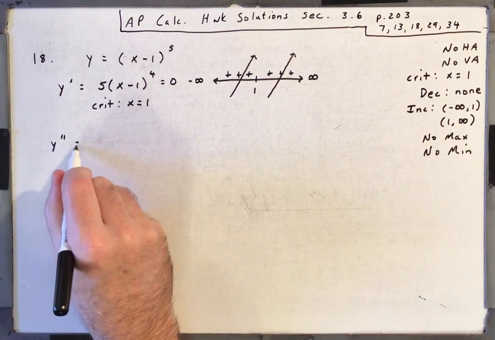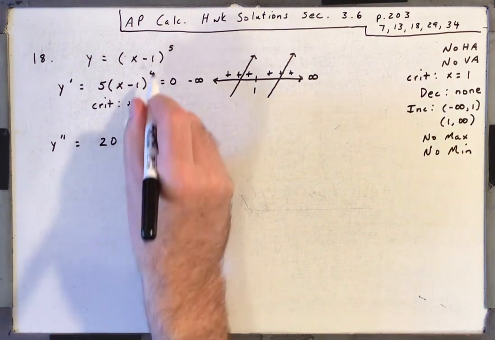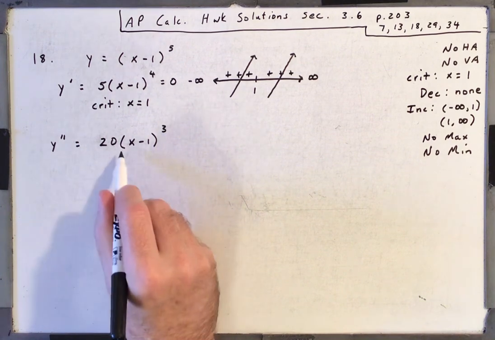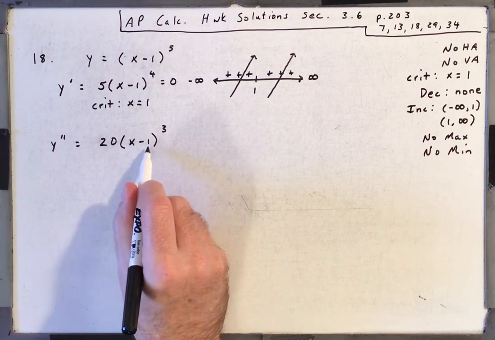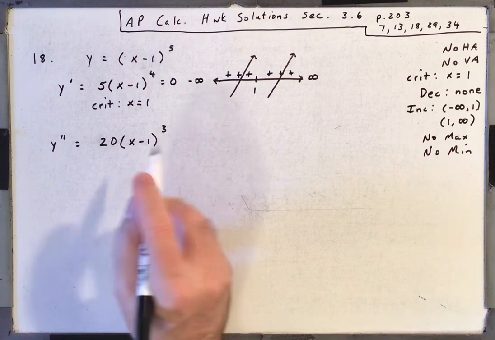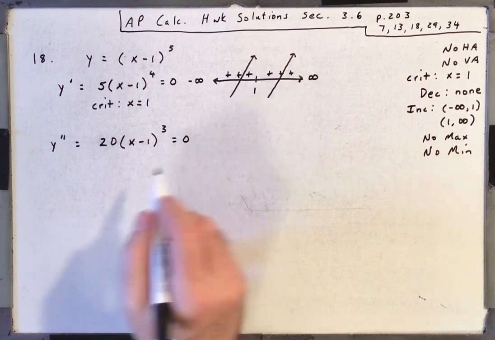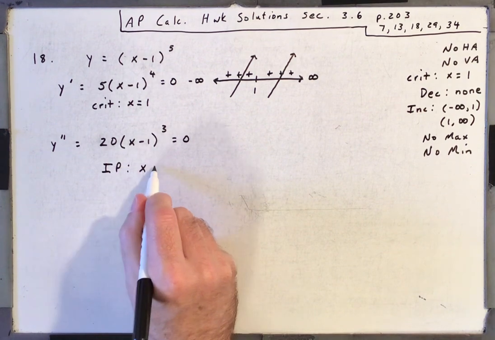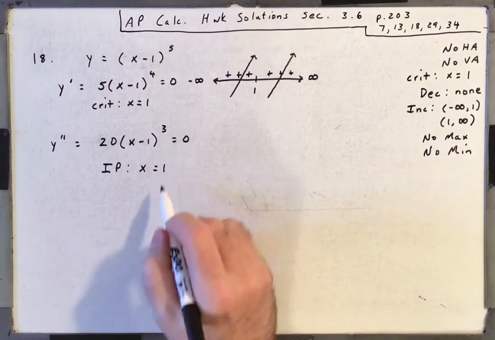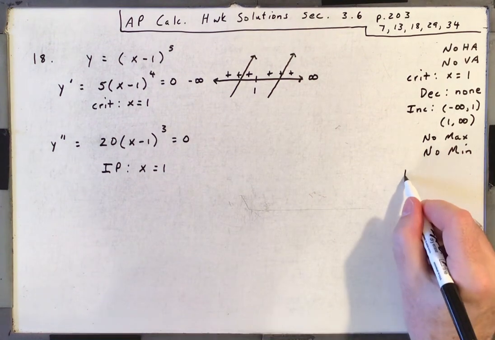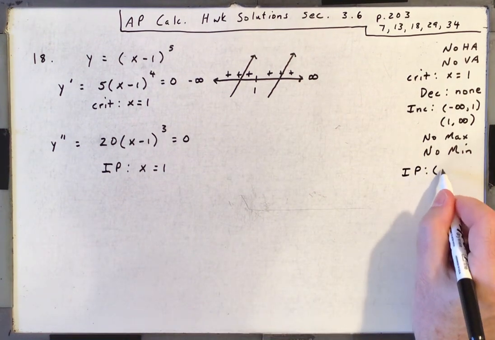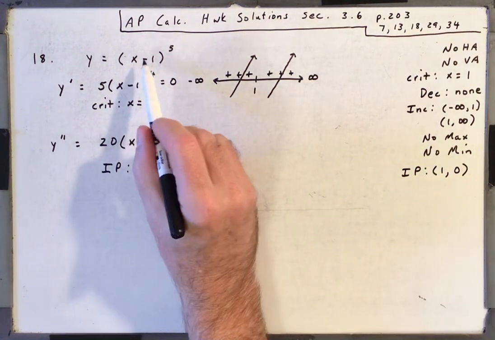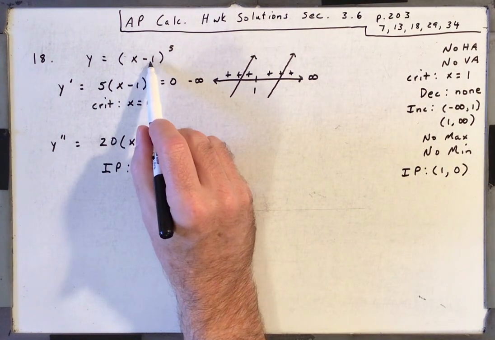Okay, the second derivative test. I'm going to have 20, so 4 times 5, 20 times (x - 1)^3 times 1, the derivative of what's inside the parentheses. Set that equal to 0, and I think I can eyeball this one. We have an inflection point at x equals 1, because that would make it 0. So our inflection point occurs at (1, 0). Plug back into the original equation: 1 minus 1 is 0.